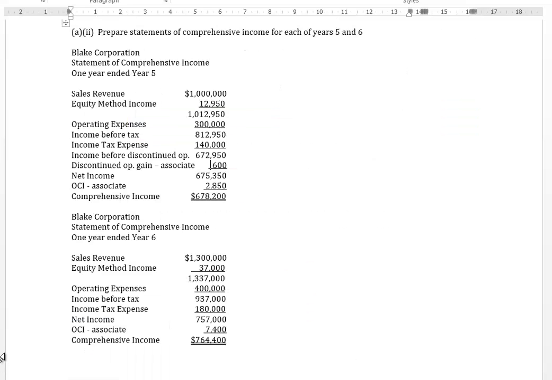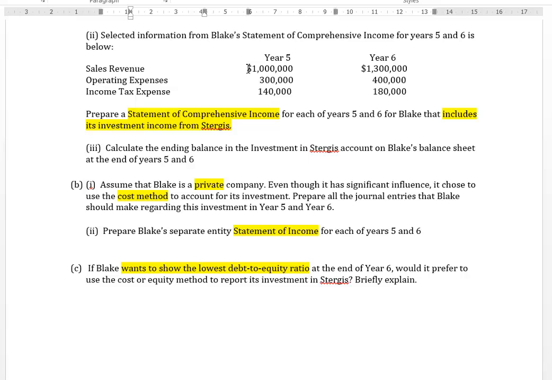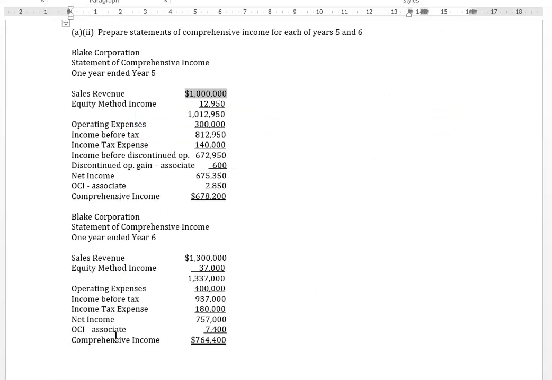So if you go to the solution, we're doing the income statement again, or as I say, statement of comprehensive income. It is for Blake, right? And it's for the 1 year ended year 5. So I took the sales revenue that we were given. Don't forget, I gave you some selected information, right? I'm taking that sales revenue. I'm going to use those operating expenses and income tax amounts in the solution.